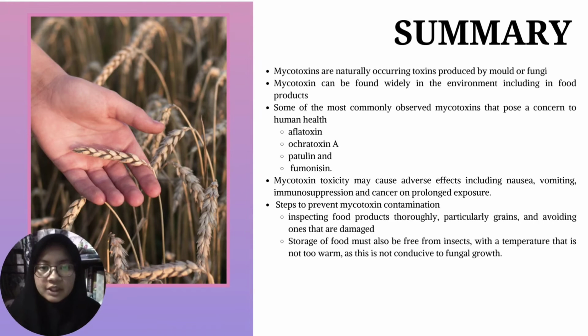In summary, mycotoxins are naturally occurring toxins produced by mold or fungi. Mycotoxins can be found widely in the environment, including food products. Some of the most commonly observed mycotoxins that cause concern to human health are aflatoxin, ochratoxin A, patulin, and fumonisin. Mycotoxin toxicity may cause adverse effects to health, including nausea, vomiting, immunosuppression, and cancer on prolonged exposure.